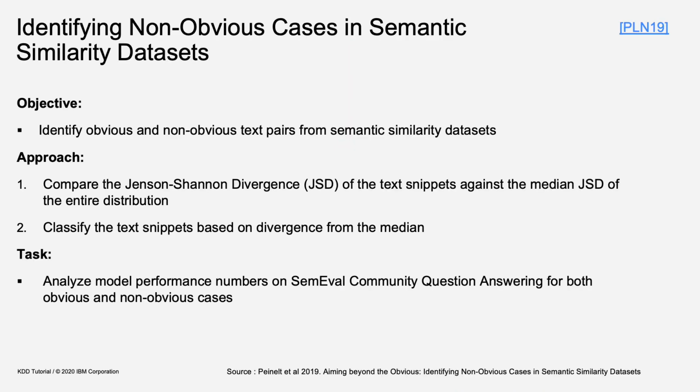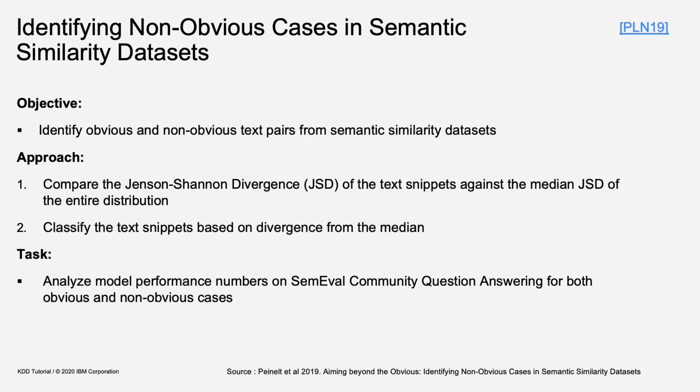The first paper is titled Aiming Beyond the Obvious: Identifying Non-Obvious Cases in Semantic Similarity Datasets by Patel et al. In this paper, the objective is to identify the obvious and the non-obvious text pairs for semantic similarity datasets, which are part of SemEval, a series of international natural language processing research workshops whose mission is to advance the current state of the art in semantic analysis.